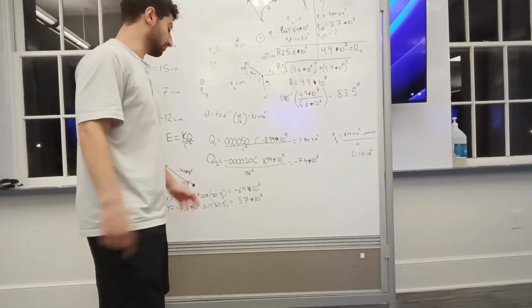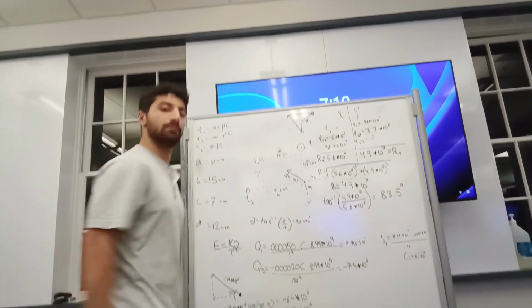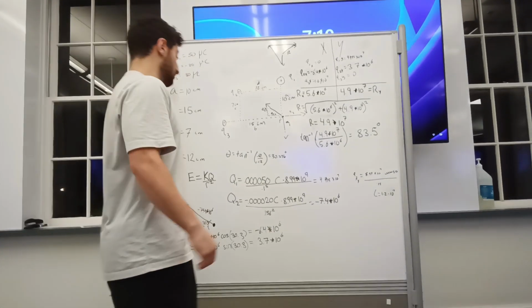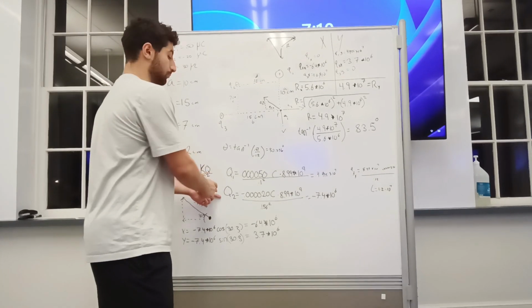newtons divided by coulombs. Newton per coulomb. And then we also ended up doing it for Q2 as well.